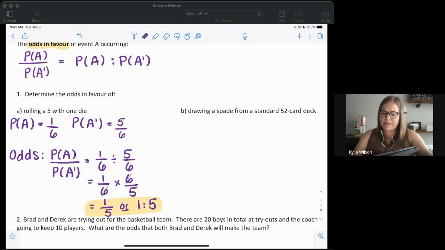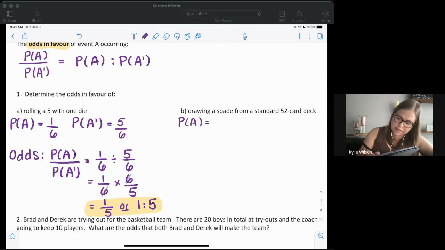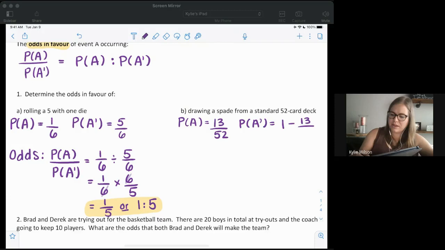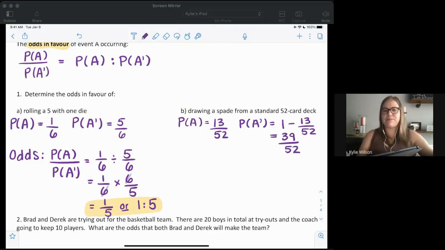For B, we want to find the odds in favor of drawing a spade from a standard 52 card deck. So let's find our probabilities. The probability of drawing a spade is 13 spades out of 52 cards. We could reduce this, it's up to you. I'm just going to leave it like this to make it a little simpler. Then the probability of the complement, or not drawing a spade, is 1 minus 13 over 52, which gives us 39 out of 52. I'm not going to reduce that first one, just so that things cancel and the math is a little bit easier.